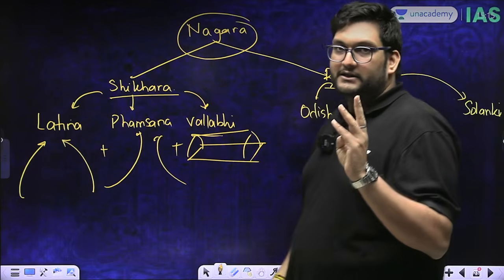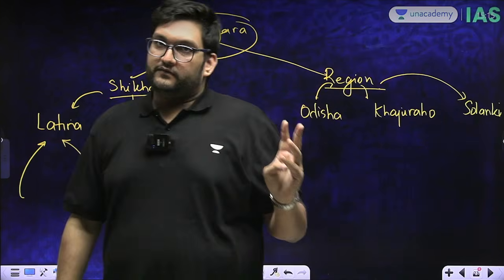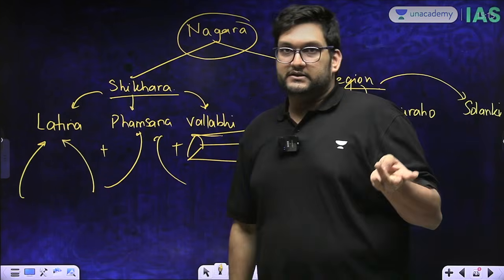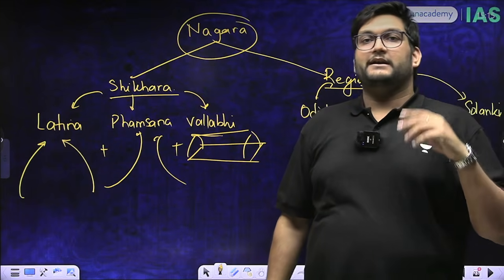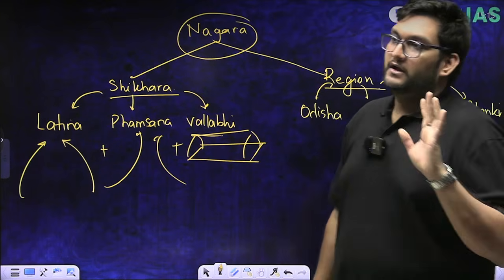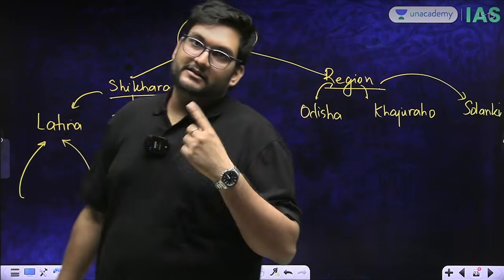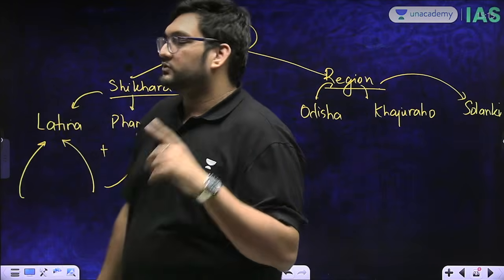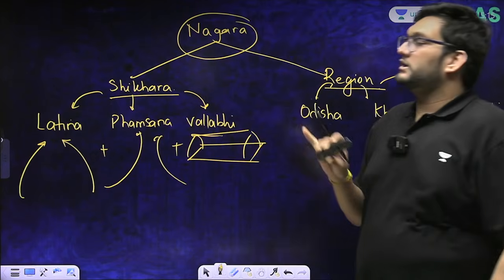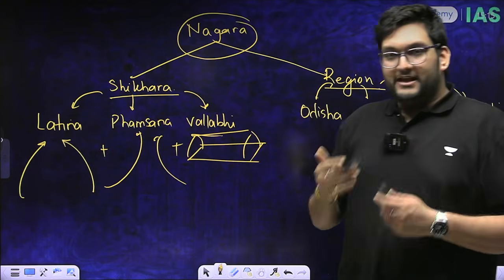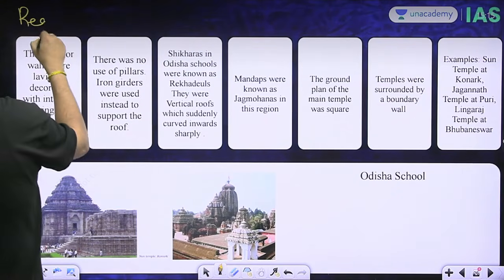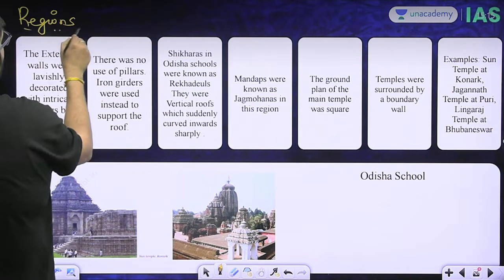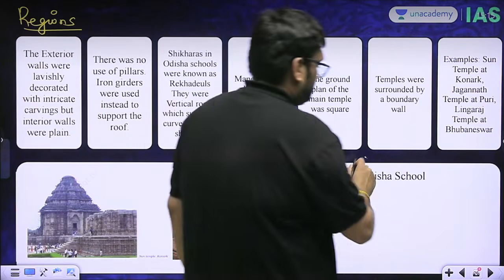So what we've learned till this point is 5 stages of development, basic features of a temple, further what is Nagara style, and within Nagara style we have identified 12 features, and then within Nagara style we've also understood how does it vary according to Shikhar. Then if we move to regions, then the first one is called the Odisha School.